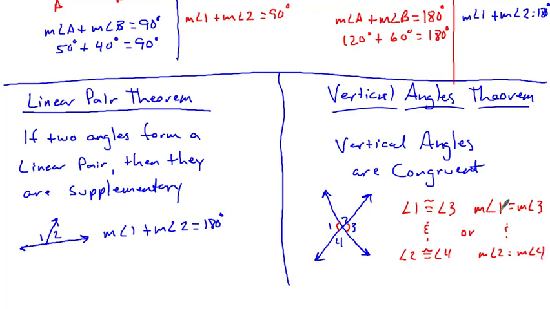And remember, congruent and equal pretty much mean the same thing, but when we're writing about stuff, if we're talking about the angles, we say congruent. If we're writing about their measurements, we say equals. So just a little note, so memorize linear pair theorem, vertical angles theorem, and you will be good to go for geometry.